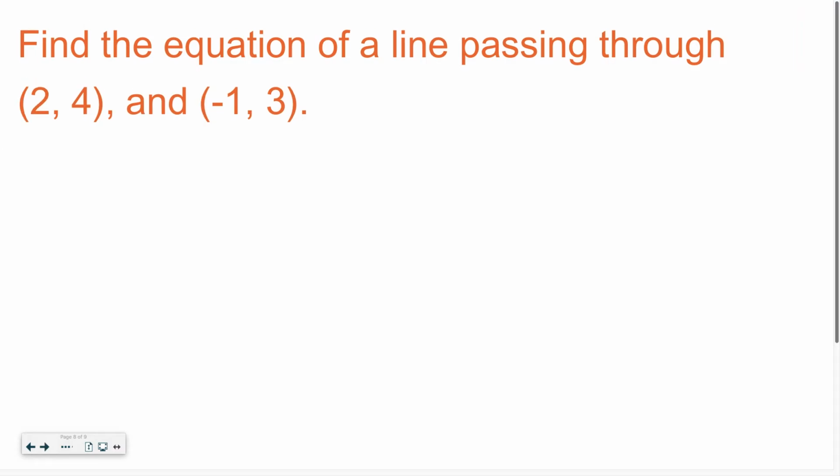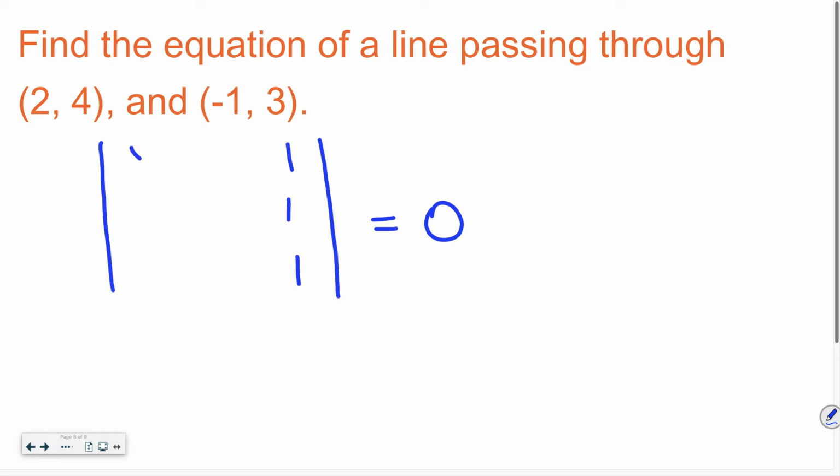Find the equation of a line passing through (2, 4) and (-1, 3). Yes, I know that we can do this using algebra, but what's neat is we can also do it using a determinant. If 3 points are collinear, the determinant that we find should equal 0. That determinant has a third column of 1s, and it has our 3 coordinates. The first coordinate, we're just going to put a generic x, y, and then we're going to put in (2, 4) and (-1, 3).